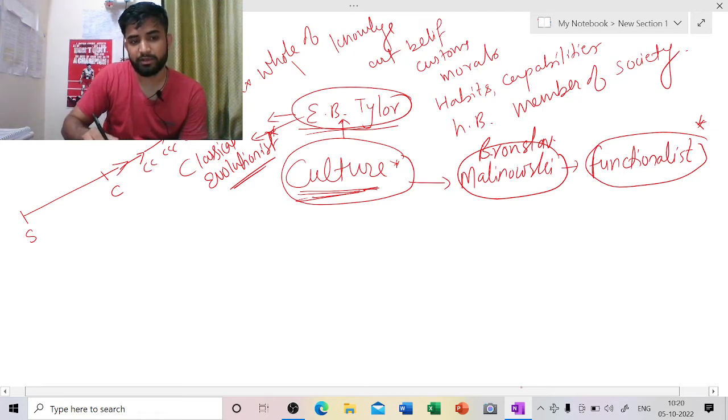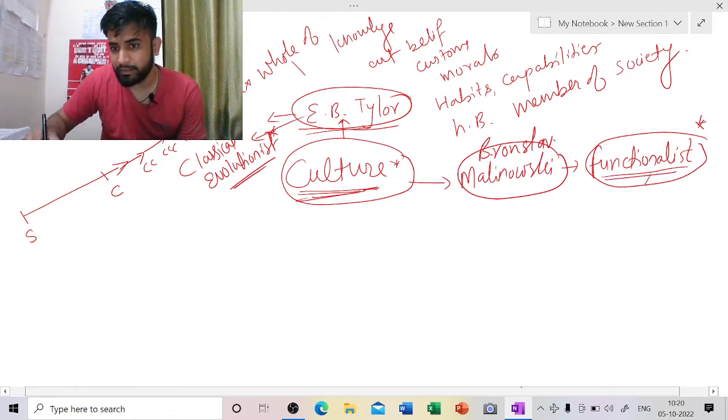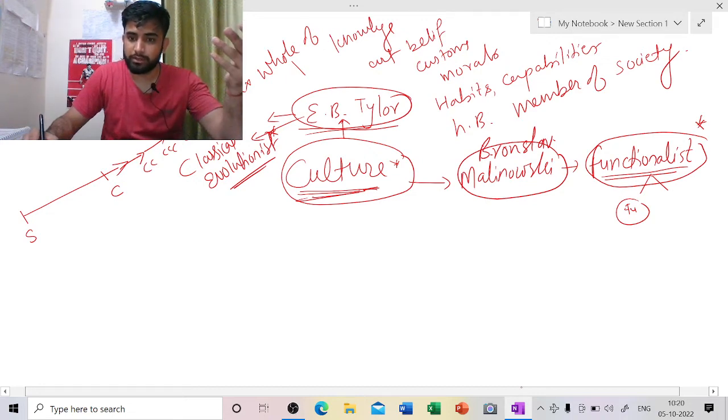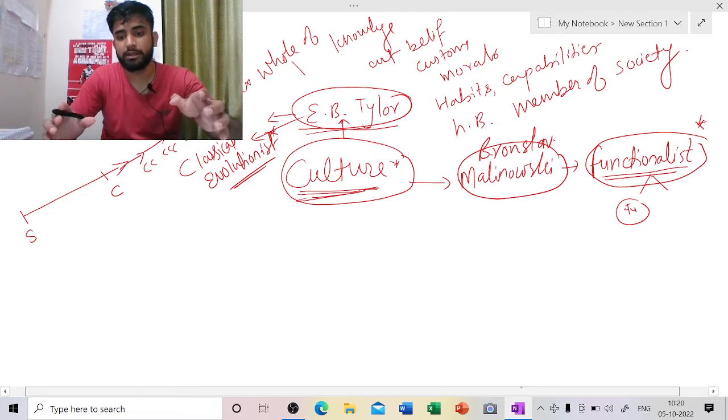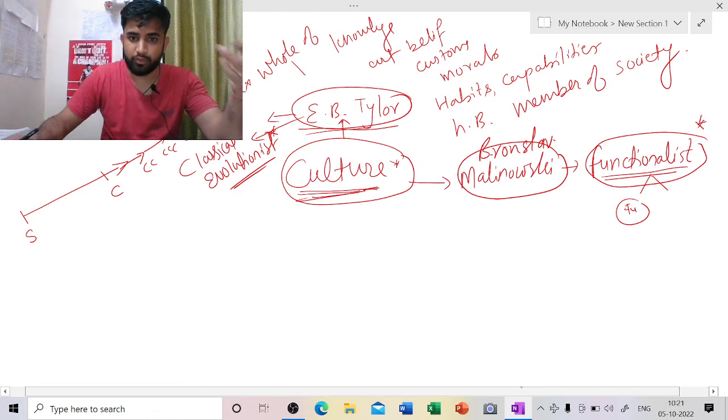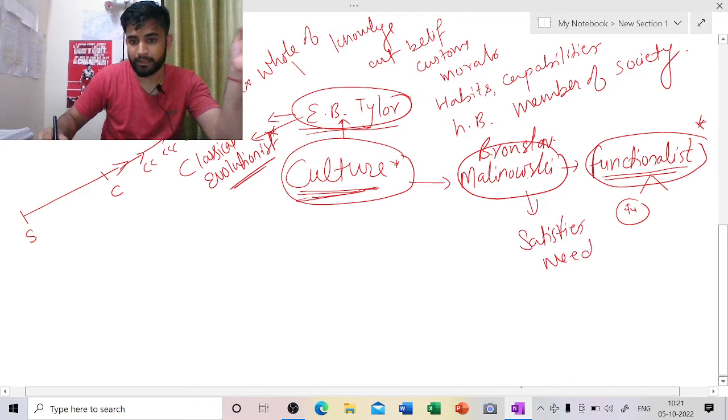Those who believe in this were evolutionists. There are certain things related to it that we will discuss in theories only. Now, what is functionalist? We can break this word into function and list. Don't worry about the list, just focus on the word function. Those scholars who work on this initiative are discussing the functions. They are concerned with what the function of a thing is. They discuss more about the functional aspect. So anything which satisfies a need is a culture.